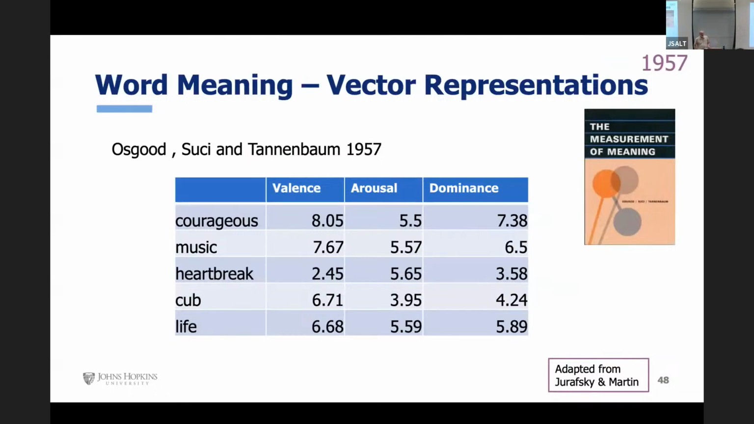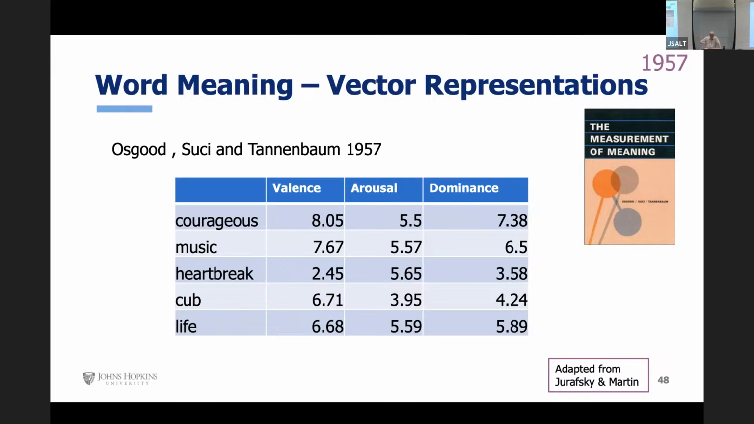Okay, so we have these tokens. We want to have a way to assign meaning to these tokens, right? So we're going to use vector representations. And in 1957, this paper came out by Osgood, Suci, and Tannenbaum, and they had nothing to do with information retrieval. They were trying to come up with a way to describe the meaning of different words. And they came up with 3 dimensions: valence, arousal, and dominance.